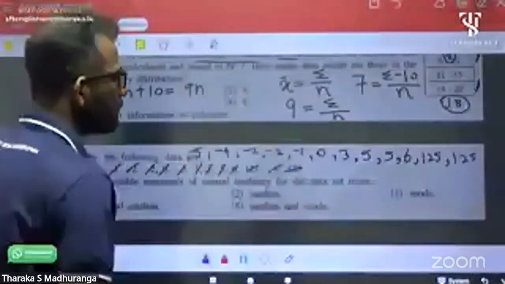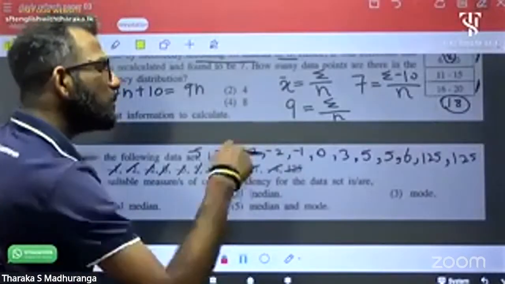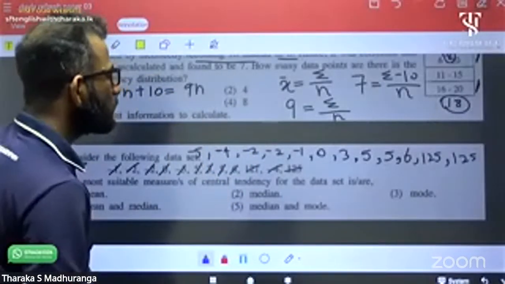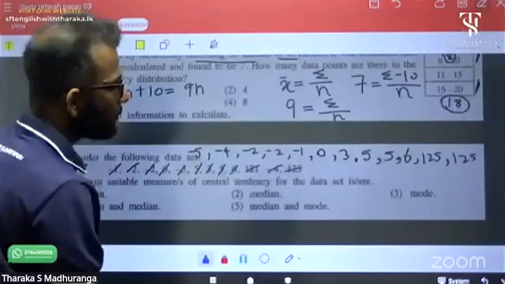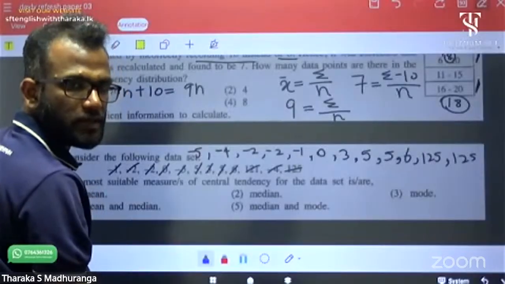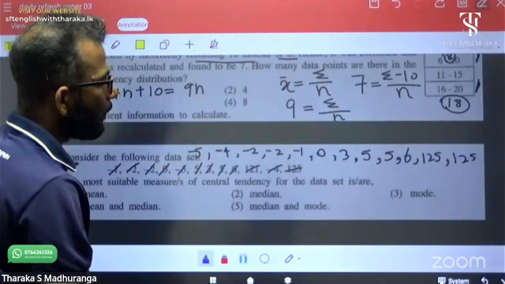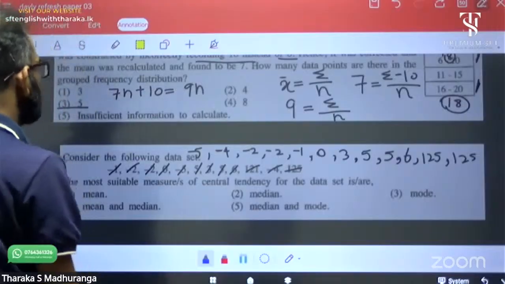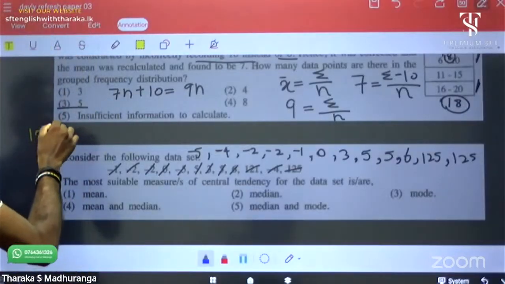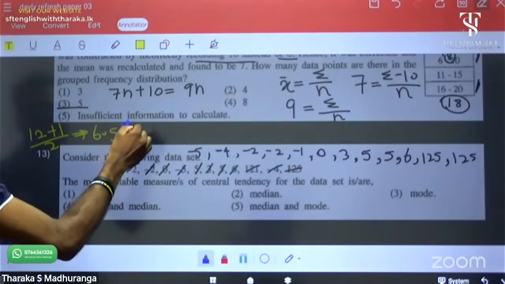Kabir, get the median. Okay, how to get the median? Now it is 12 numbers. How to get the median? 12 plus 1 over 2. 13 over 2 means 6.5, the 6.5th value.